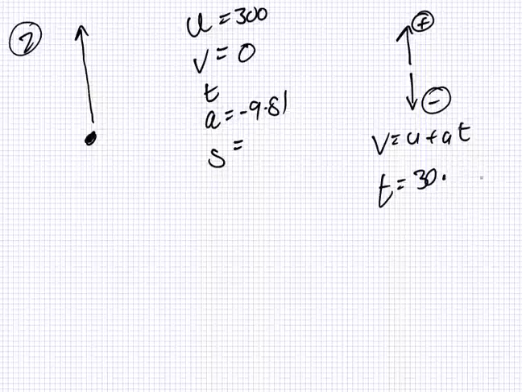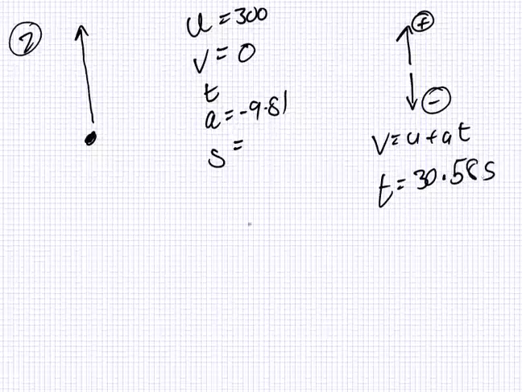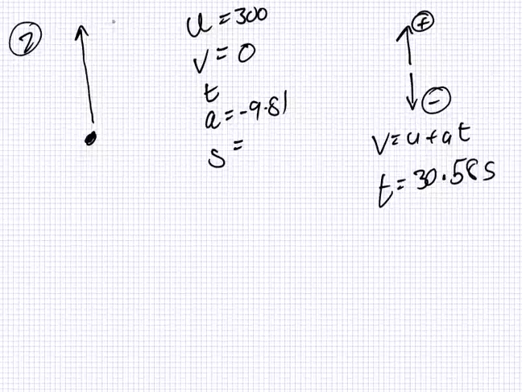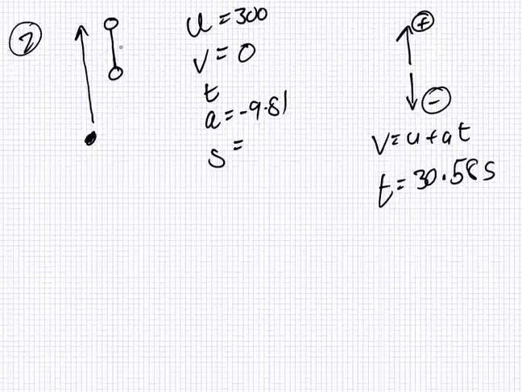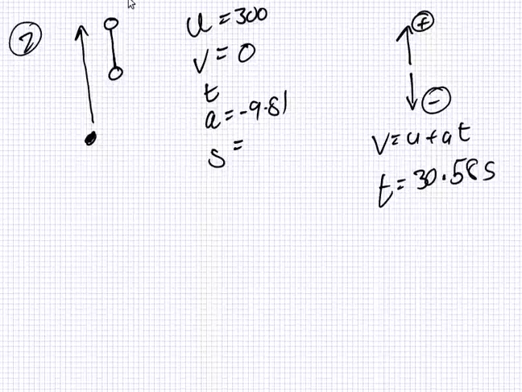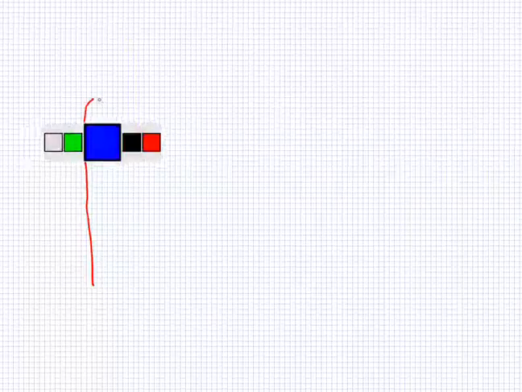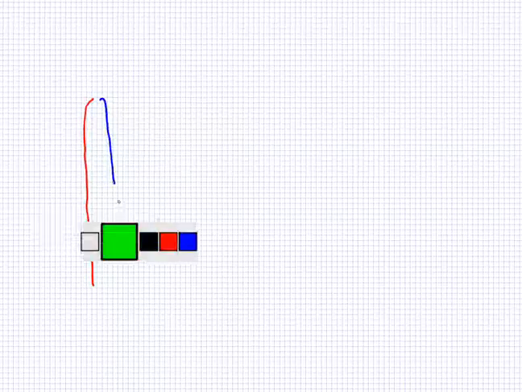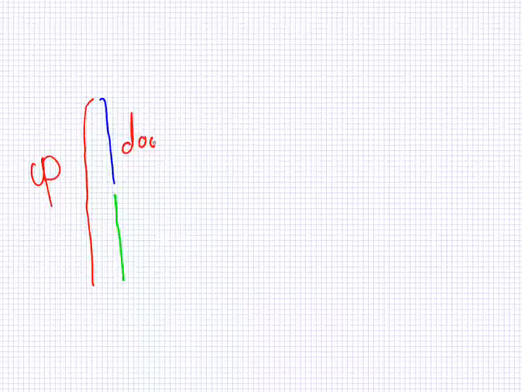So let's look at the first part of the journey, up to the top. That's the bullet. Up to the top, so u is 300, v is 0, t we don't know, a is minus 9.81, and s. But then it's not minus 9.81 when you go up, right? When it shoots up, that's what I was confused about.